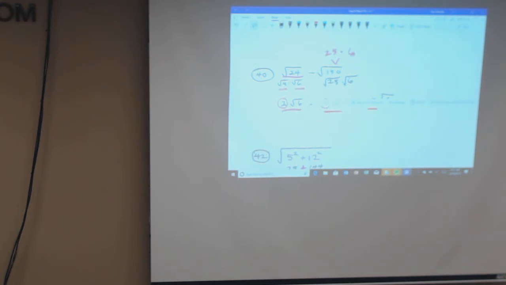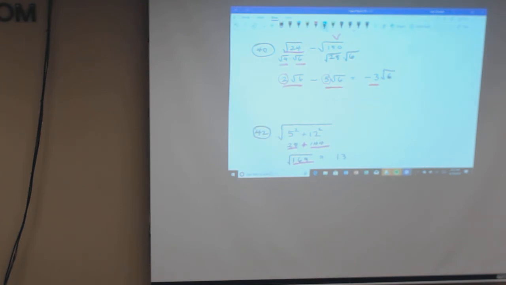So now we're ready for a new kind of problem, number 42. See, we've got this huge, big radical sign. And this stuff underneath. What's 5 squared? 25. What's 12 squared? 144. What happens if you add them together? You get 169. Everybody follow?